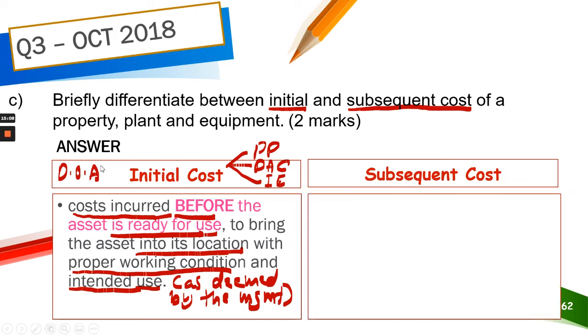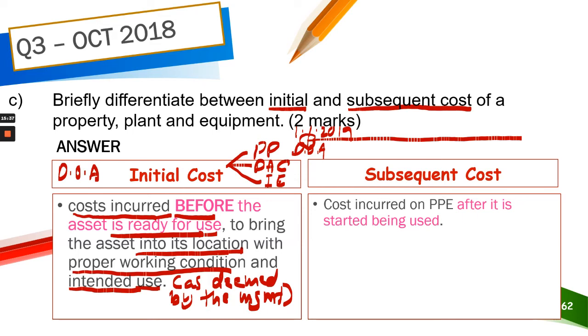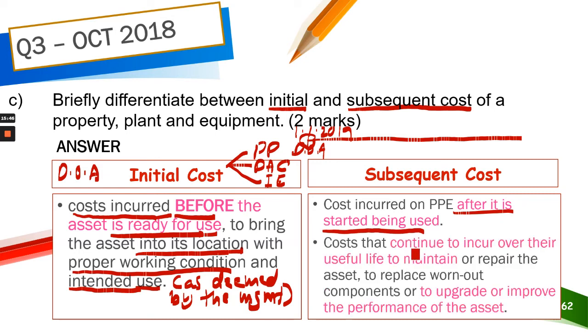Subsequent cost is the cost that is incurred after the asset is ready for its intended use. Let's say the date of acquisition is here, the 1st of January 2019. Whatever cost you finalize here, let's say 100,000, the cost that you incur after that throughout the useful life of the asset, that is subsequent cost. These are the costs incurred after the asset has started to be used, or the costs that are going to be incurred over the useful life.